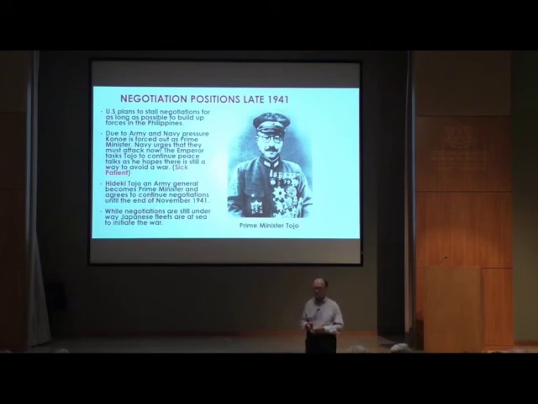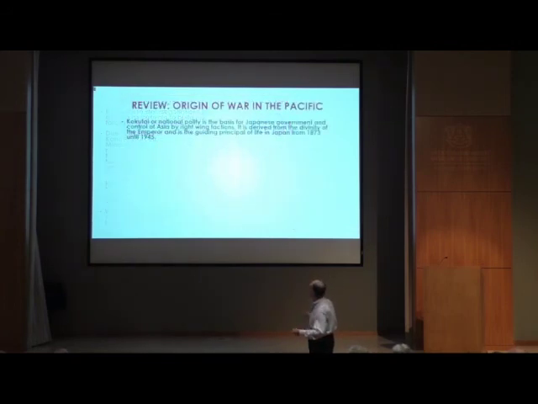Anything else? All right, how about a review? I got a couple minutes. All right, Kokutai, or national polity, is the basis for Japanese government and control of Asia by right-wing factions. It's derived from the divinity of the emperor, keep that in mind, and it is the guiding principle of life in Japan from 1873 till 1945.